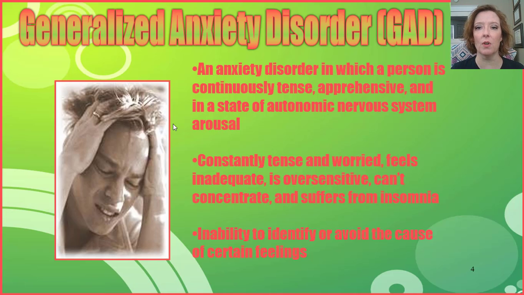Okay, so let's get started with generalized anxiety disorder, or GAD. This is an anxiety disorder whereby a person is continuously tense. They're almost always apprehensive, in a state of autonomic nervous system arousal. We talked about that in previous videos. So they're always on high alert. Their body is almost always on high alert. They're constantly tense and worried. They feel inadequate, they may be oversensitive, they may have trouble concentrating, and very often they suffer from insomnia. In generalized anxiety disorder, the person is almost always unable to either identify or avoid the cause of certain feelings.